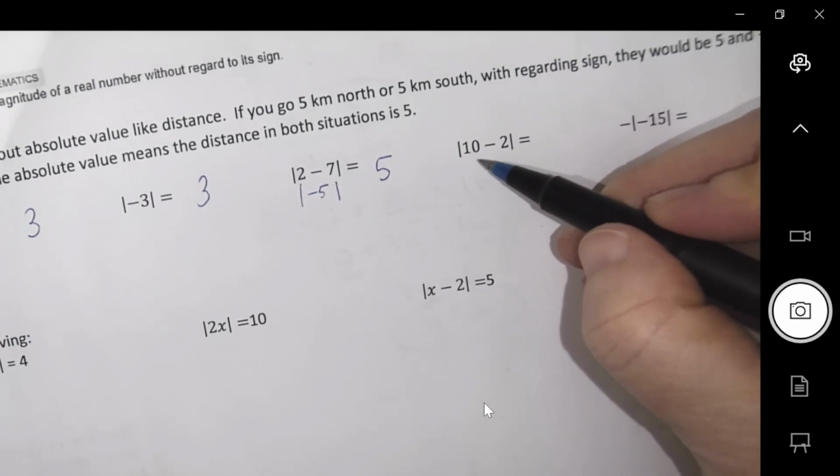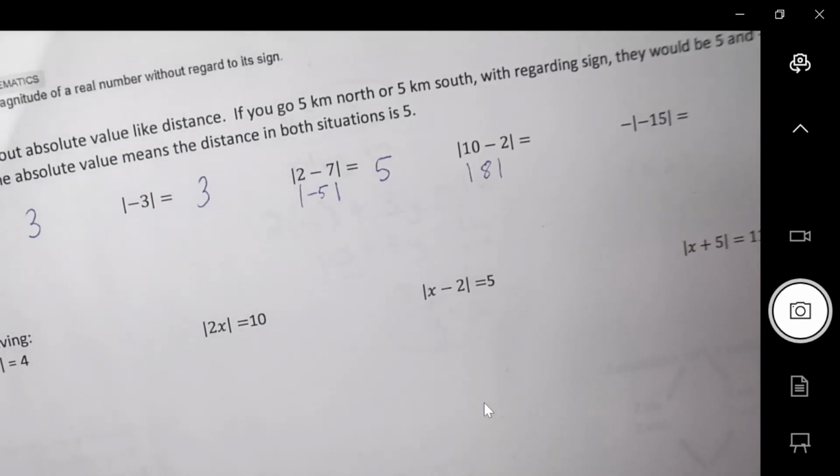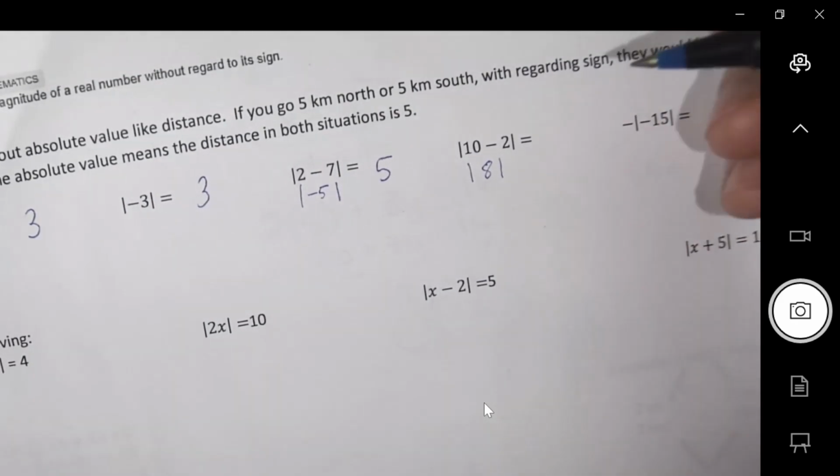So inside the bracket, 10 subtract 2 is 8. What's the absolute value of 8? Just 8.